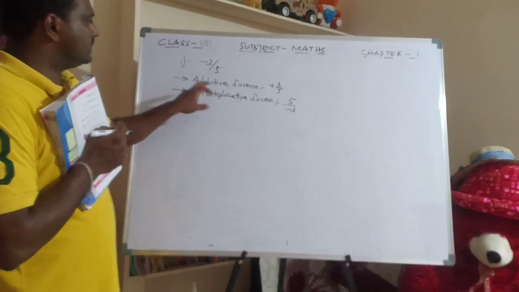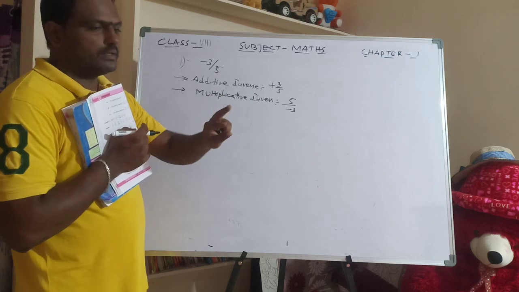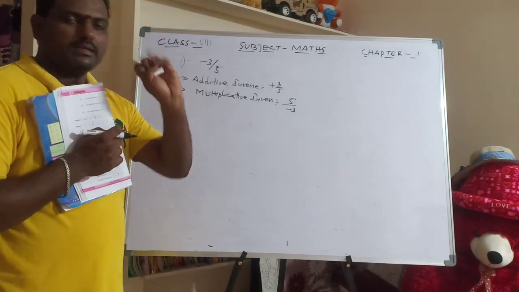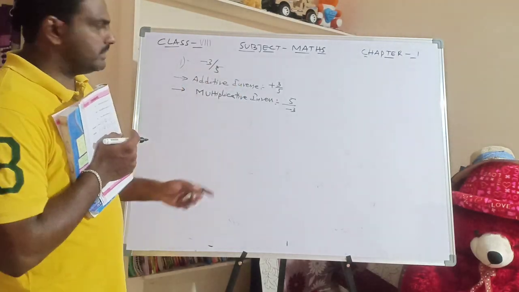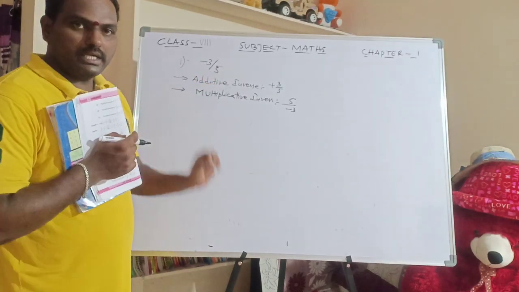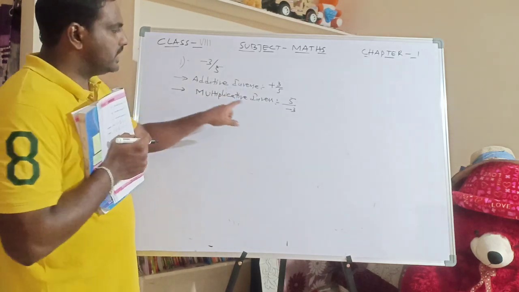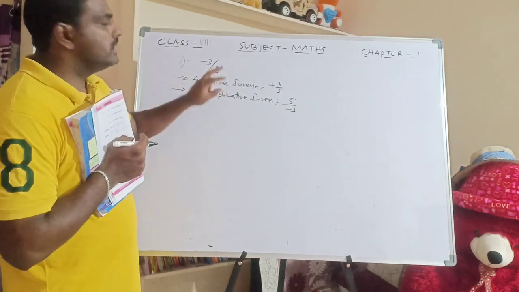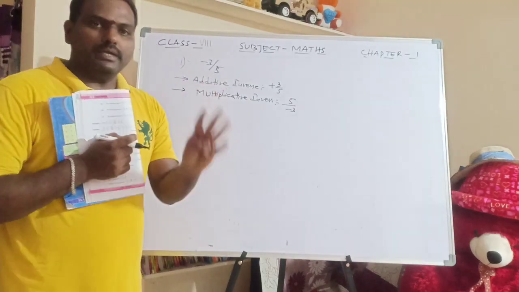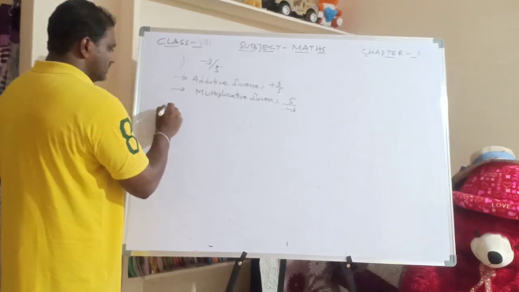But don't get confused. In the additive inverse we have to change the symbol. In the multiplicative inverse we have to reverse the number without changing the symbol. I repeat again: in additive inverse we change only the symbol, that means we take the opposite symbol. In multiplicative inverse we reverse the number without changing the symbol. Okay. Next, second question.